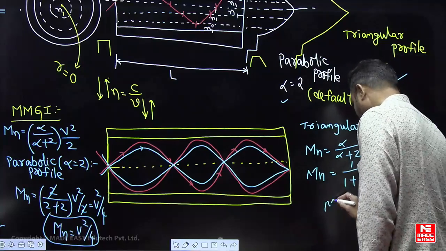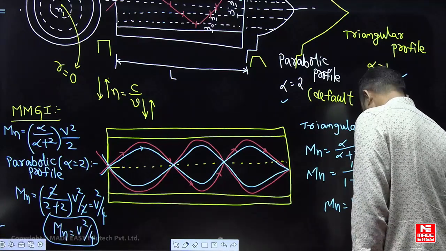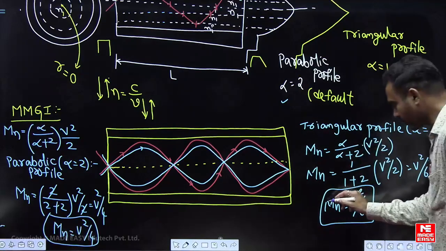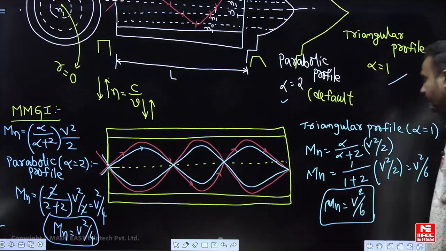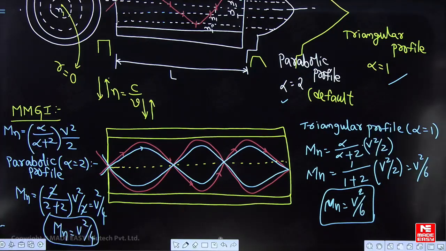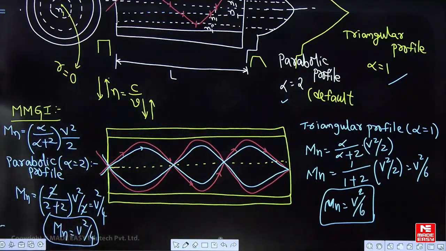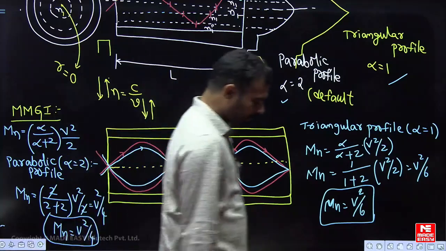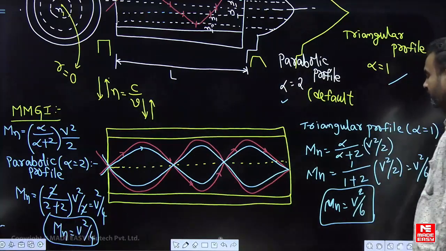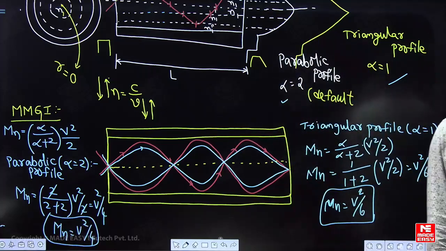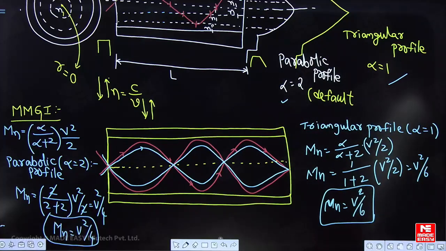So the number of modes M is equal to V square by 6 for the triangular profile. In MMGI fiber, if you observe clearly, the first profile is the parabolic profile, with the number of modes V square by 4, and the second is the triangular profile, with the number of modes V square by 6. I hope everybody in the class understood this. Please copy this, that is the modes we have in MMGI.